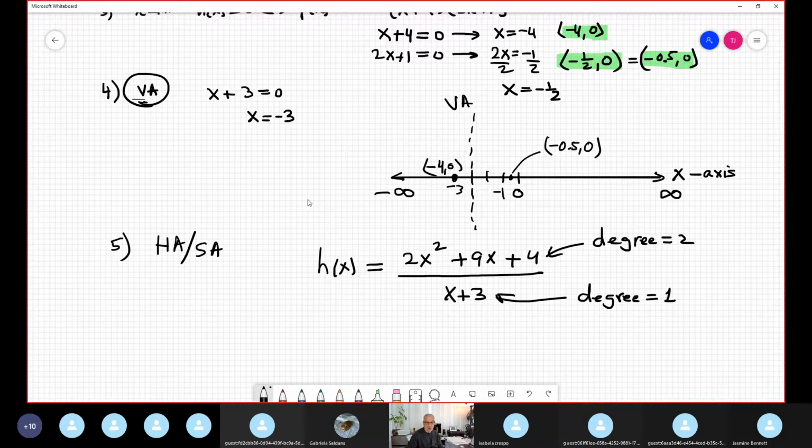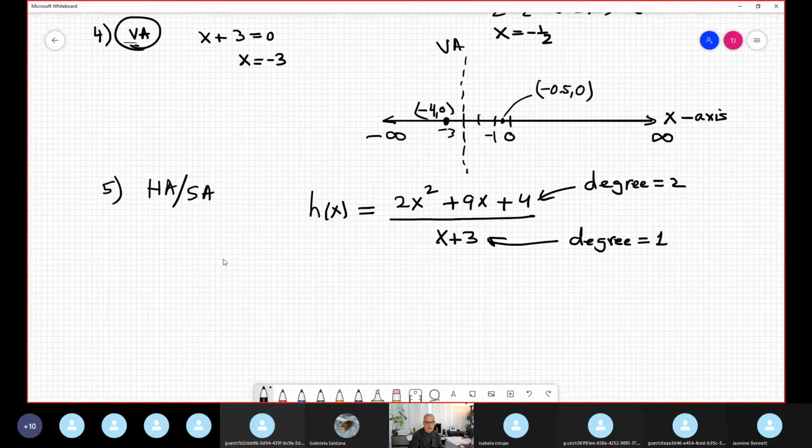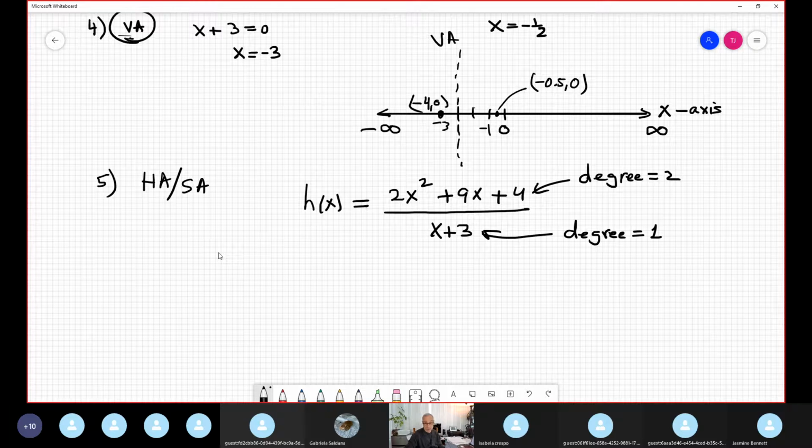So now, what do you think? Horizontal or slant? You need to memorize the rule. Remember, I repeat the rule: we have horizontal when the degree is the same, or a special case when the degree of the bottom is bigger than the degree of the top. However, in this case, 2 on the top, 1 on the bottom, therefore we have a slant. Because we have a slant when the degree of the top is bigger, by 1, than the degree of the bottom. So the conclusion of the analysis is yes, we have a slant. Obviously, we have no horizontal.